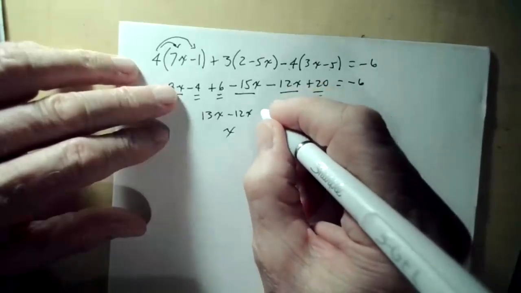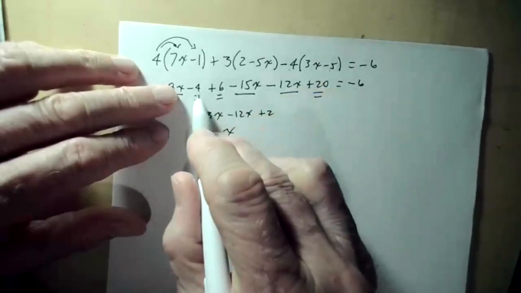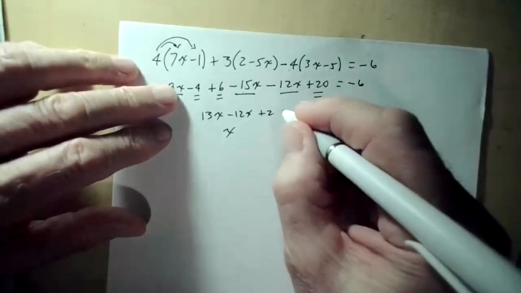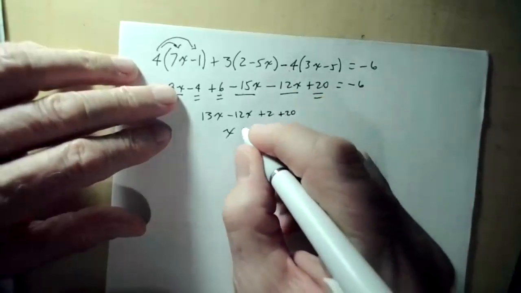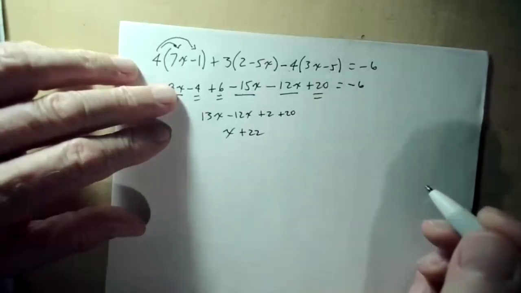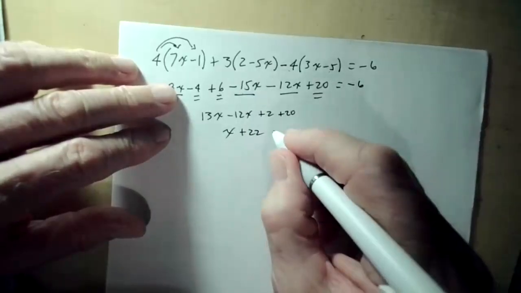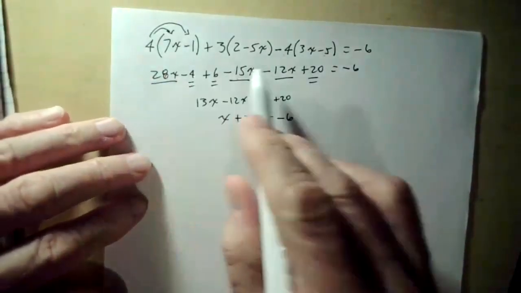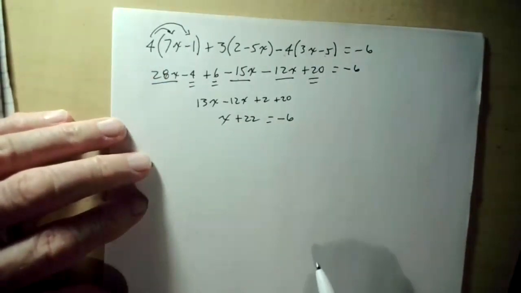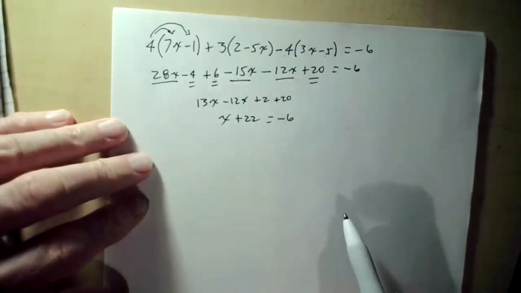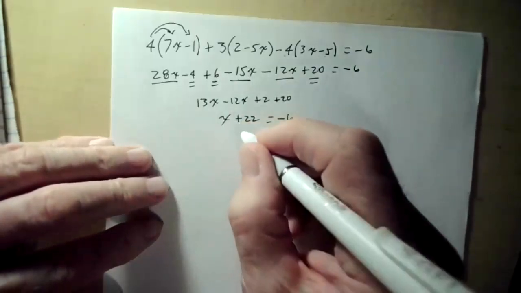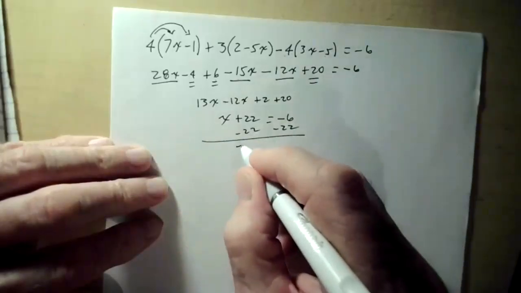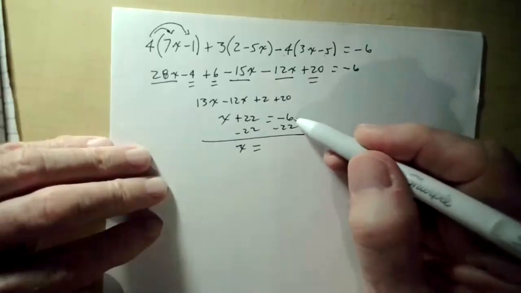Negative 4 plus 6 is 2. Plus 2, okay? 6 minus 4 is 2. And then 20. Is that right? Equals negative 6. Okay, see, really, that really wasn't so bad. But when you first look at it, you think, holy crap, I can't do this. So subtract 22 from each side.